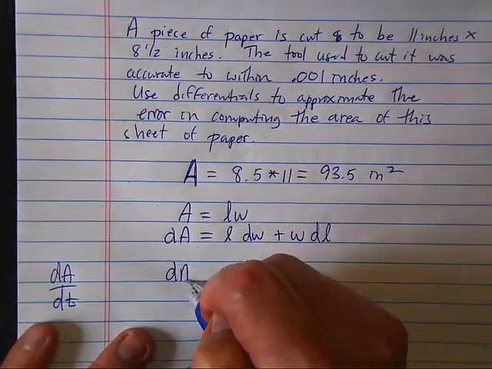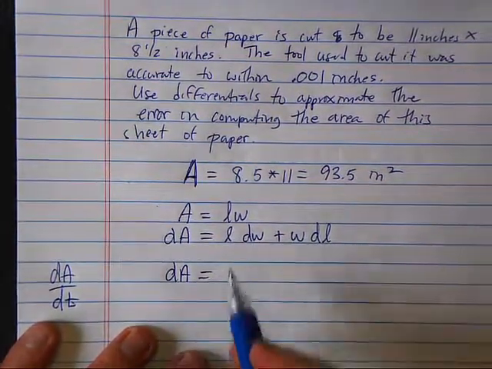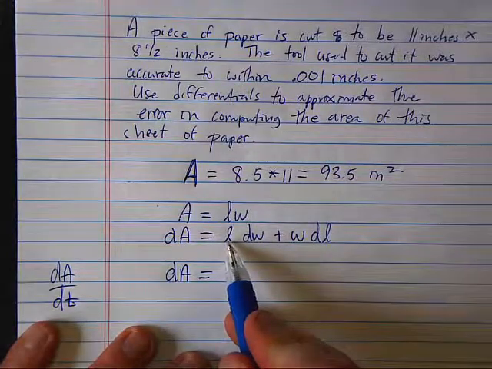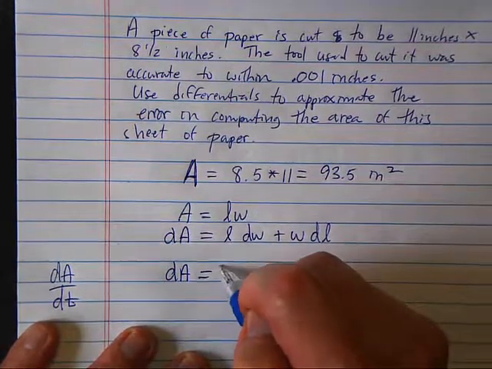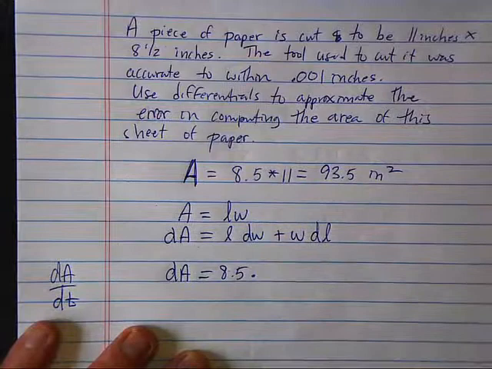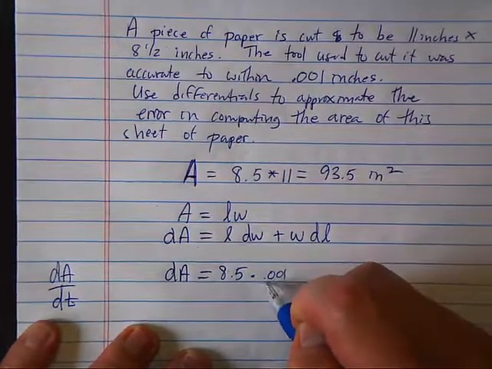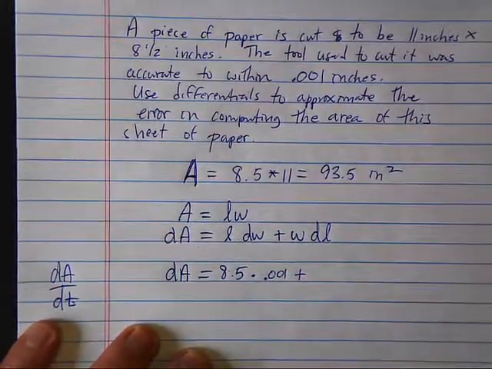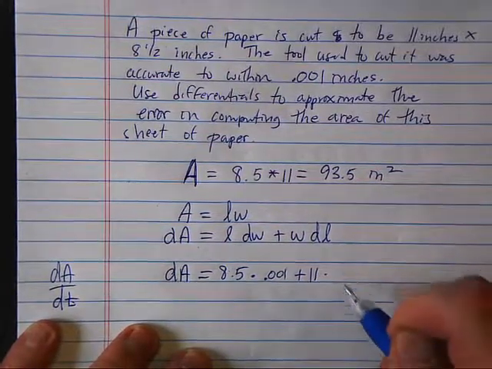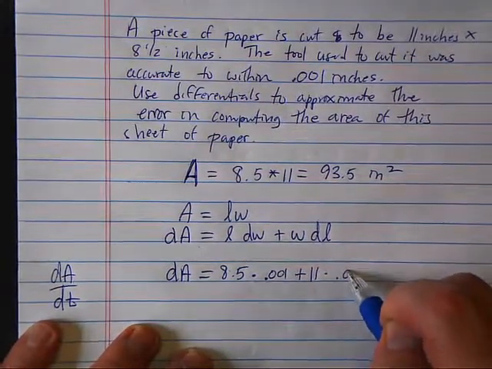All right, so our change in A. How far could the area be off? What's L? 8.5. And what's dW? Not 11. 0.001. Plus, what's W? 11. And what's dL? 0.001.